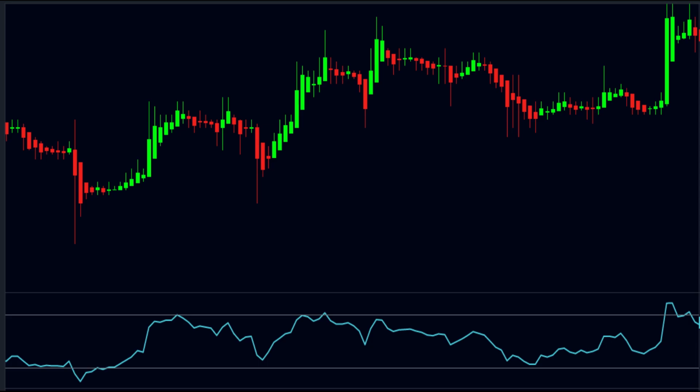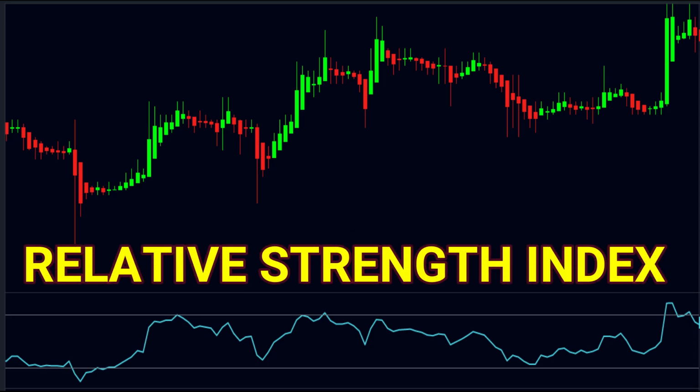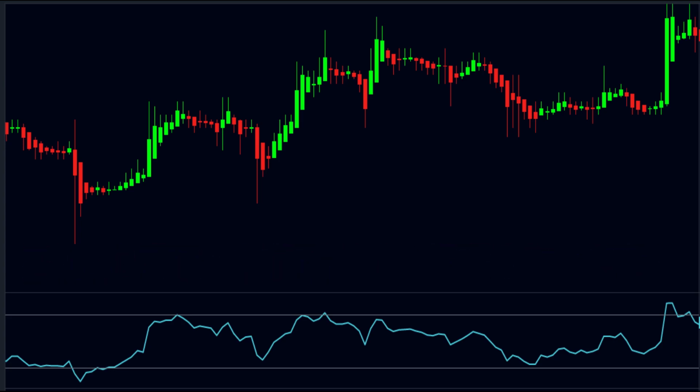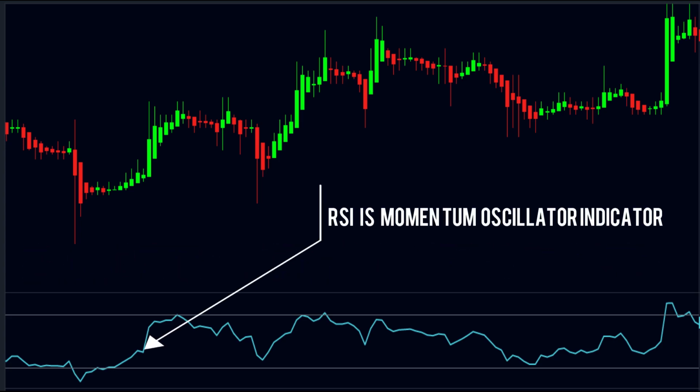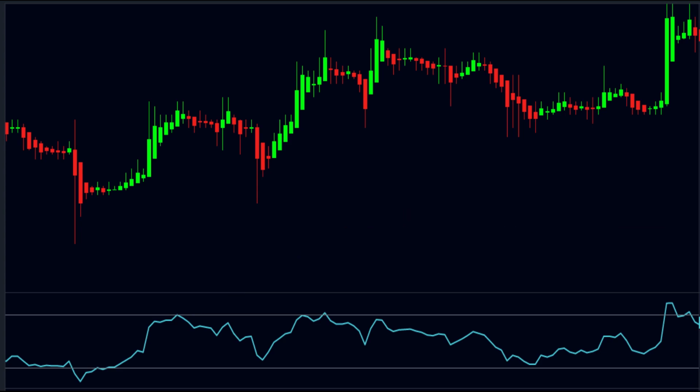Another indicator we use here is RSI. Full form of RSI is Relative Strength Index. RSI is Momentum Oscillator Indicator. It provides the price momentum of stock during specified period of time. RSI oscillates between the value of 0 to 100. Default setting for the RSI is 14, which indicates price momentum for specified 14 candles.